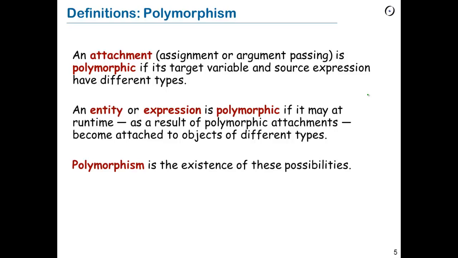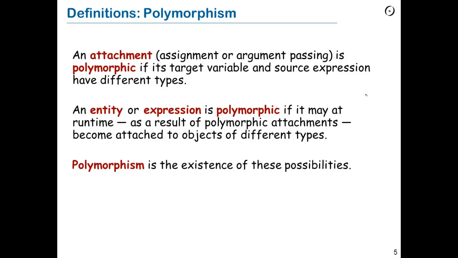So a couple more definitions, nothing new here, just precise definitions of the concepts that we have just seen. An attachment. By attachment we mean an assignment or argument passing. As noted, the rules are the same. An attachment is polymorphic if its target variable and source expression have different types. In the case of an assignment, this means the source and target. In the case of argument passing, this means the actual argument and the formal argument.